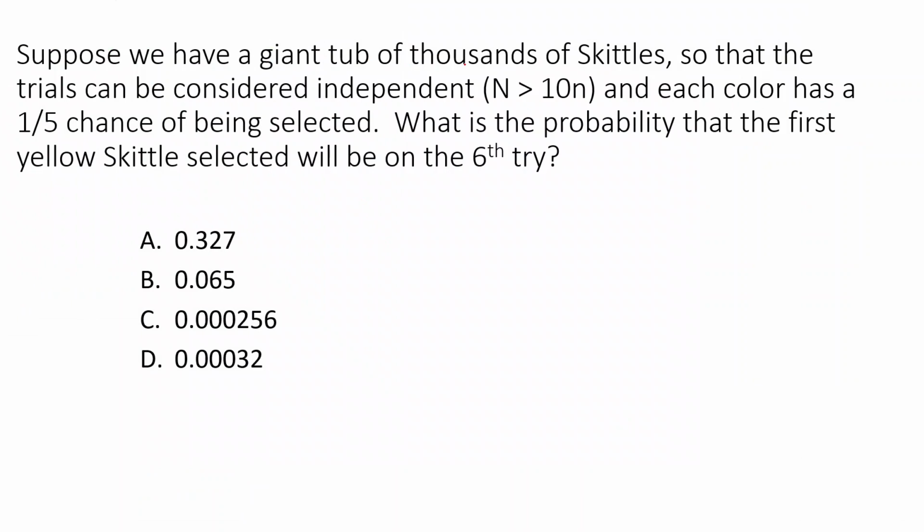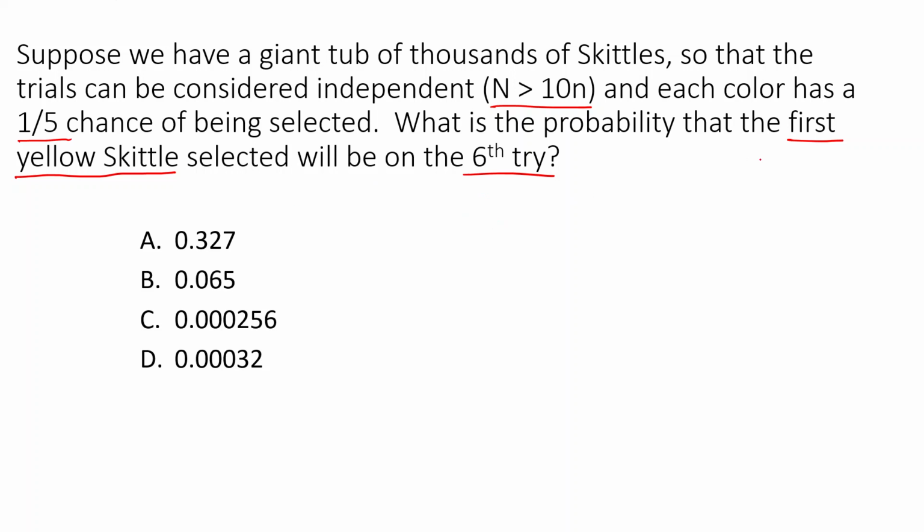So suppose we have a giant tub of thousands of Skittles so that the trials can be considered independent. Remember, if the population is more than 10 times the sample, or the sample is less than 10% of the population, we can do that. And each color has a 1/5 chance of being selected. What's the probability that the first yellow Skittle selected will be on the 6th try?